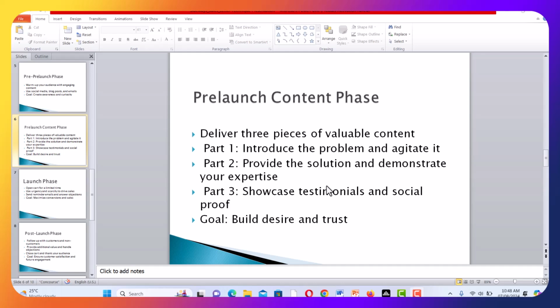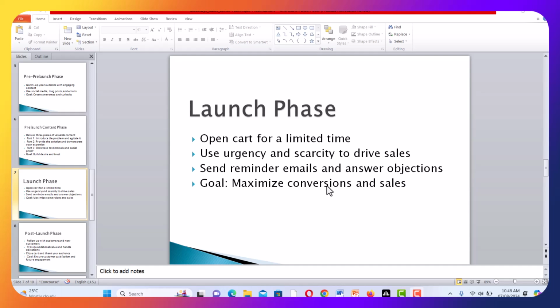Then the next one is launch. The launch phase here is where you open cart for a limited time. We allow the audience to buy your online course or product or service. Then use urgency and scarcity to drive sales. You can tell them they have 4 days, or give them amazing bonuses. Then offer them a discount. Then send reminder emails and answer objections.